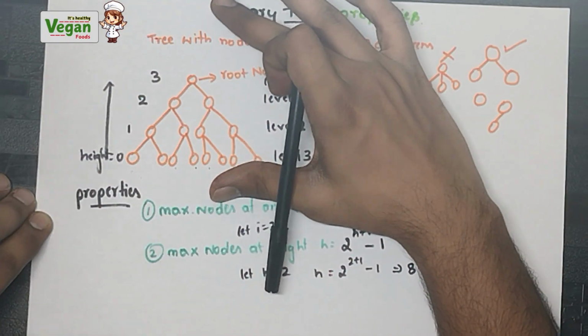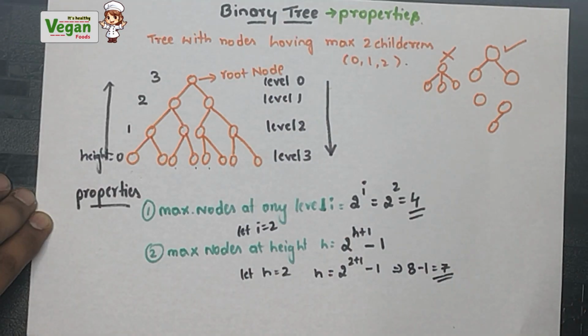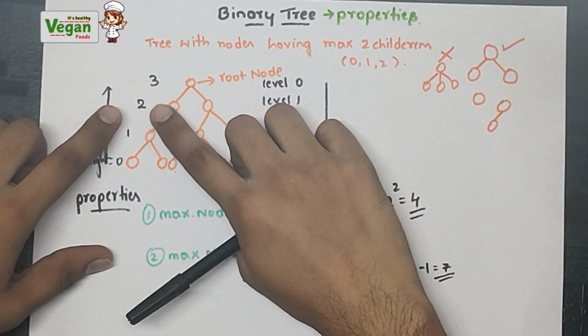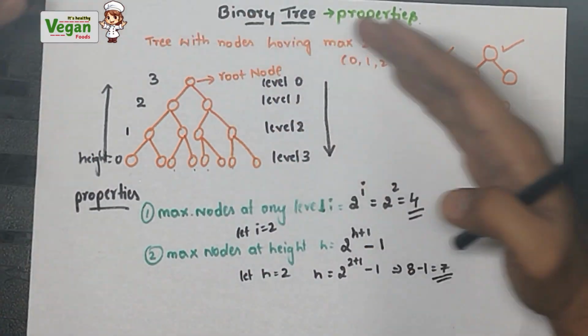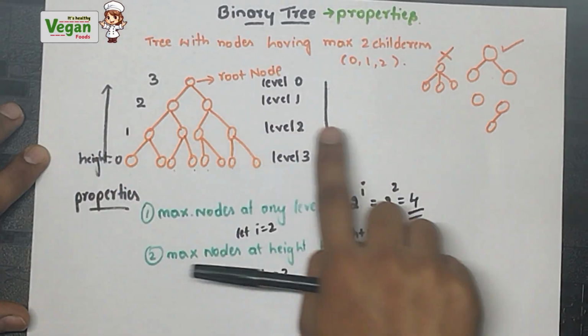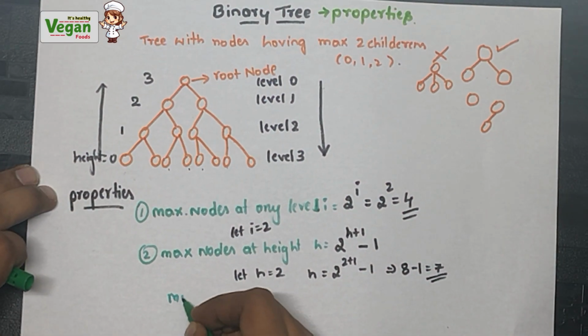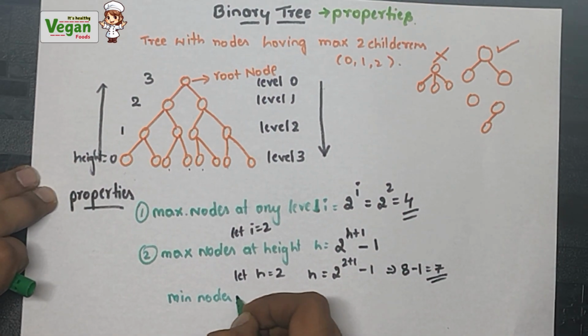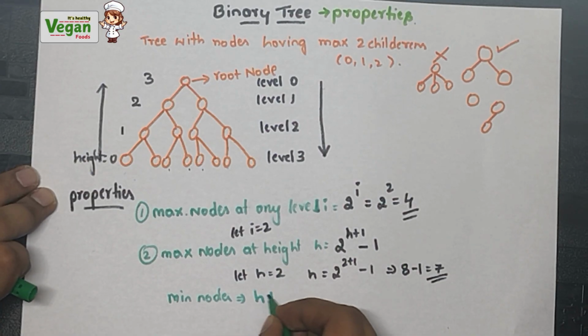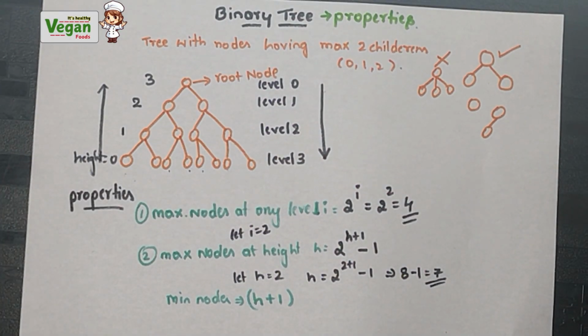So if its height is around 17 or 18, for example, that means the value will also increase. Now, at height 2, if you increase the tree height, then more nodes will come. Therefore, the maximum number of nodes at height 2 can be equal to 7. Now, minimum nodes. We discussed the maximum nodes. What will be the minimum nodes? The minimum nodes can be equal to h plus 1. So if you consider height 2, the minimum number of nodes can be equal to 3.